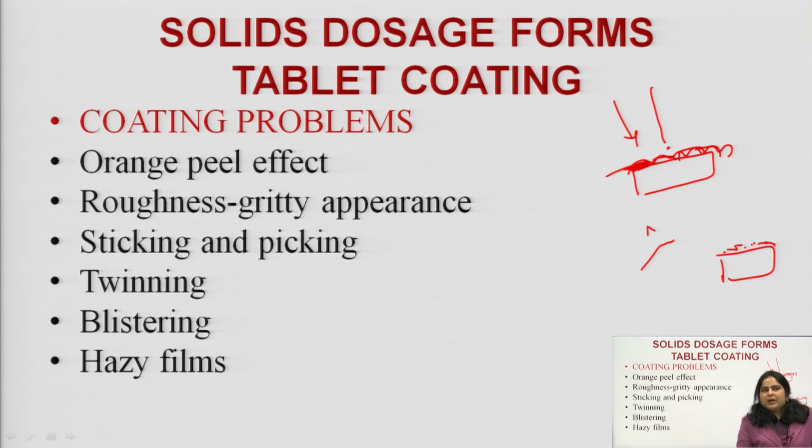Then the next problem encountered is sticking and pitting, which is not desirable. Ultimately, if the tablet remains overwet and is not dried in time during the coating process, either it can stick to the tablet coating pan or the tablets can stick to each other, therefore giving a twinning appearance, like twins, where one tablet will attach with another tablet. Again this is a sticking and picking issue, so it gives a twinning appearance.